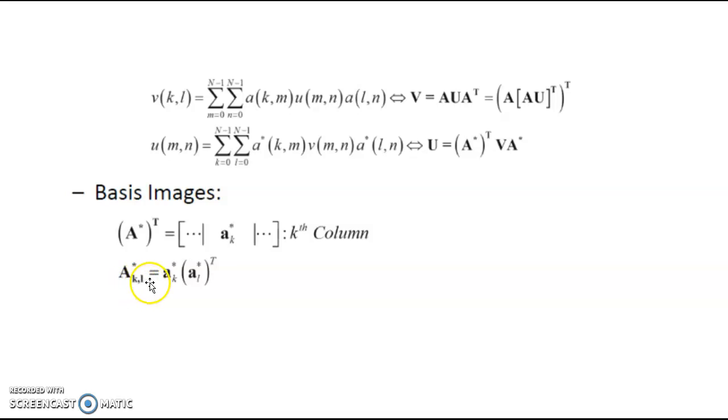The kth coefficient, I just represent it as AKL conjugate. So AKL conjugate is actually obtained by taking the kth value, that is AK star, that is the kth column, multiplied by the Lth column transpose, that is AL star transpose, that is VKL. In order to compute VKL, I have KKL of Mn, which I write as AKM into ALN. So I have AKL star, the kth basis image, which I can write as kth column AK star into Lth column AL star transpose.